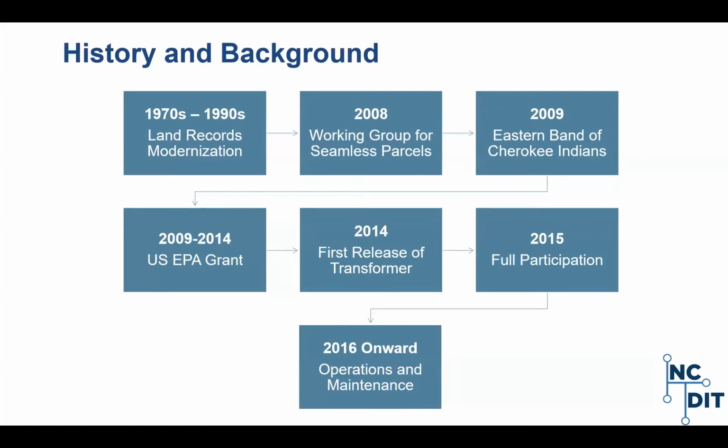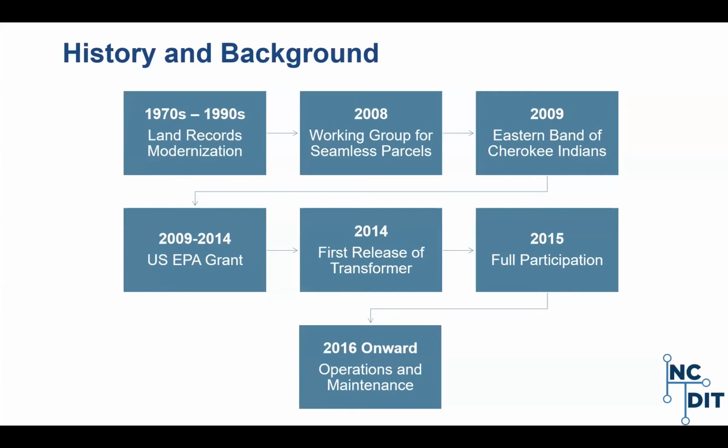The Geographic Information Coordinating Council created an initiative for the development of a statewide parcels data set. A working group was created in 2008 to help guide this work. And in 2009, the Eastern Band of Cherokee Indians became a project partner as they have land in 5 counties. The initiative got a tremendous boost with a grant from the US EPA's Exchange Network in 2009.